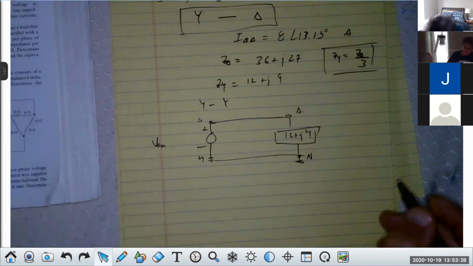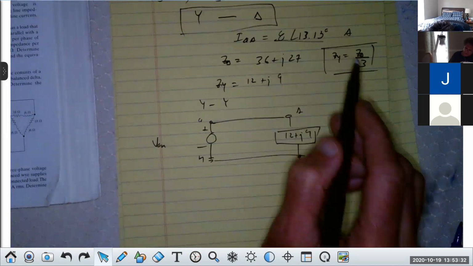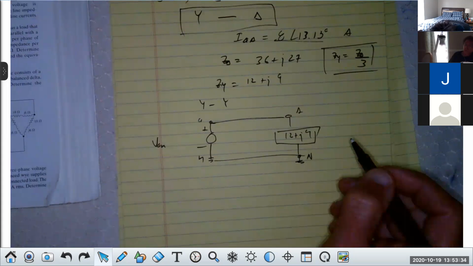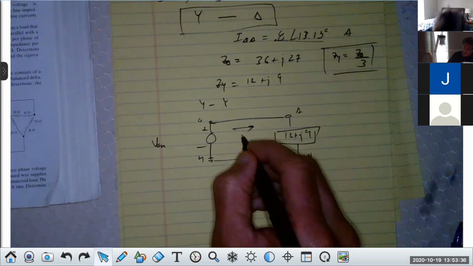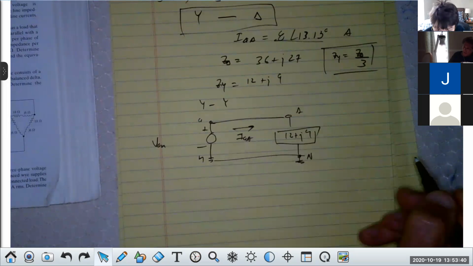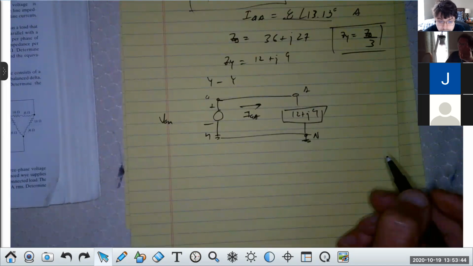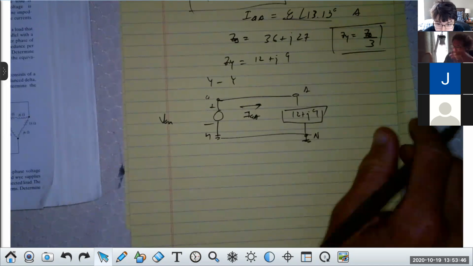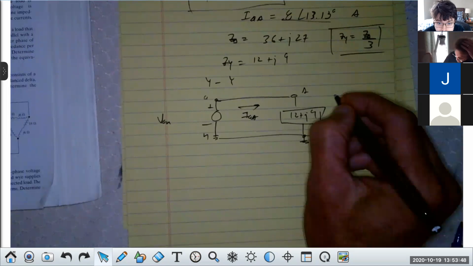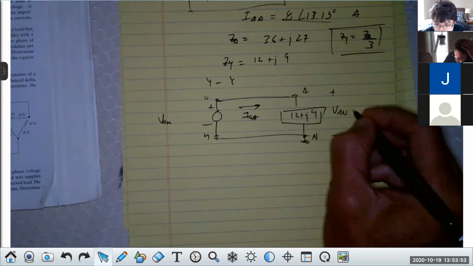Now, what they specify is this, right? Just listen. I've got this current, I small a capital A. Are you with me? Do you see it? Question for all of you: how do I get this voltage, V capital A N? Anyone?